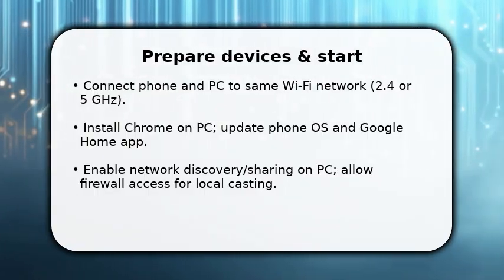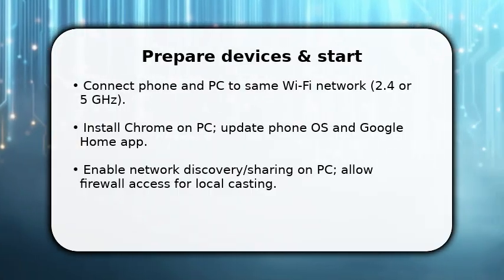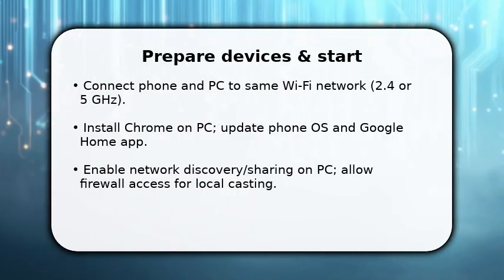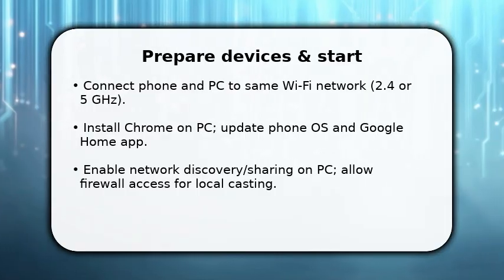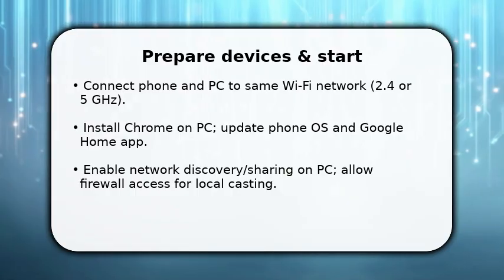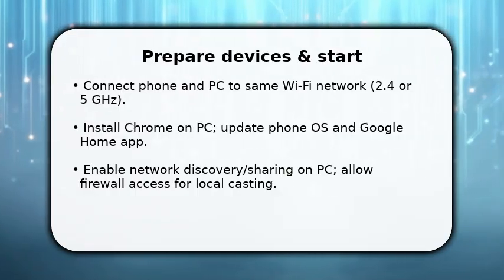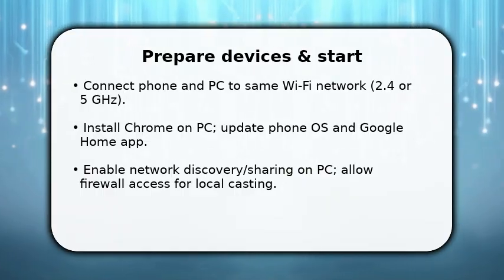You begin by making sure both devices are on the same Wi-Fi network so they can see each other. Open Chrome on your PC and confirm it's updated. Make sure Google Home or the Casting Sender app is installed on your phone. On the PC, enable network discovery and allow Chrome through the firewall so the cast traffic is permitted. Once done, restart Chrome and the phone's Wi-Fi briefly to refresh device lists before moving to the next step.